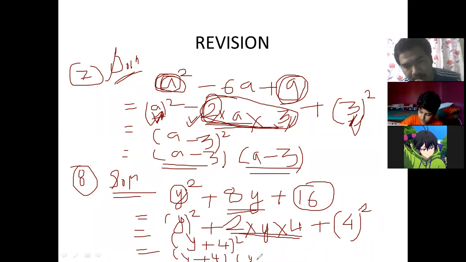Sir, I've done it by another method also, middle term breakdown. You can do the middle term break also. Okay, Navisa, you can do it that way also. Sir, I've done it by both methods. Okay, both of them will be correct.